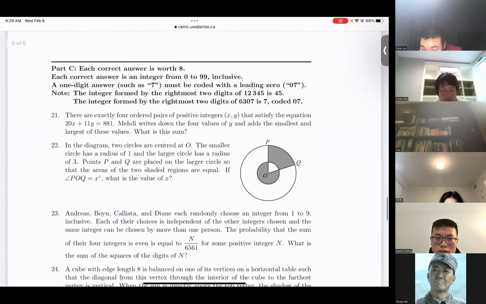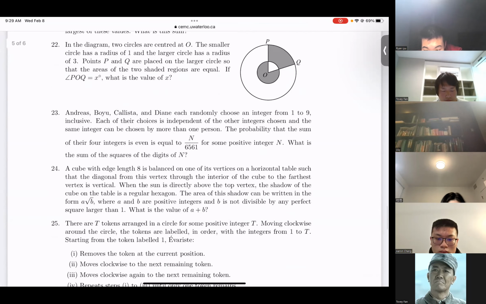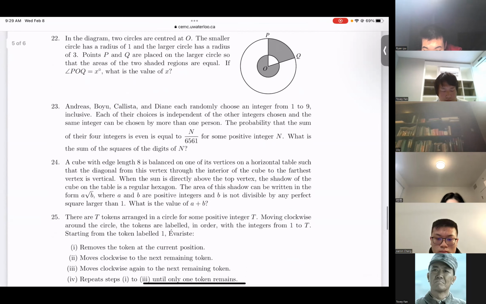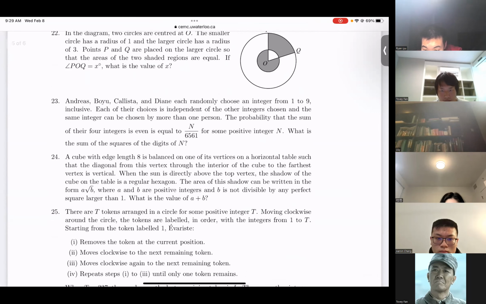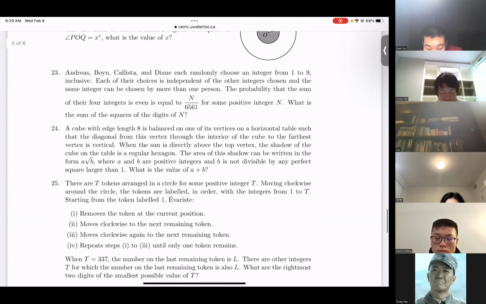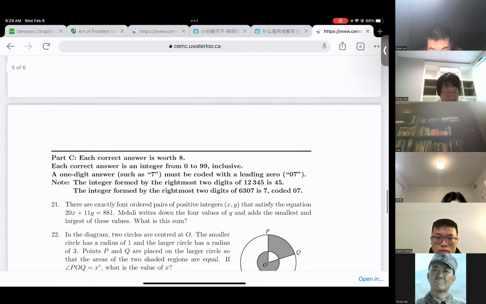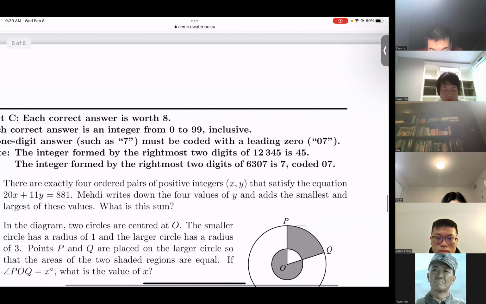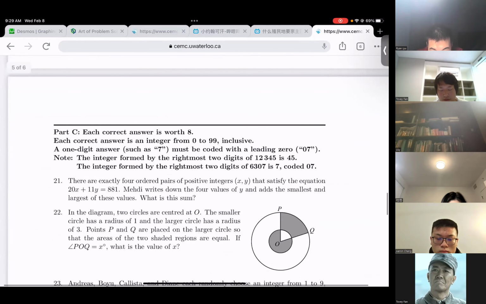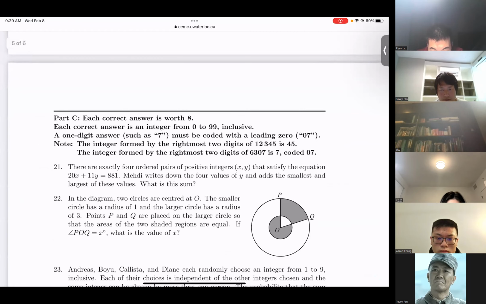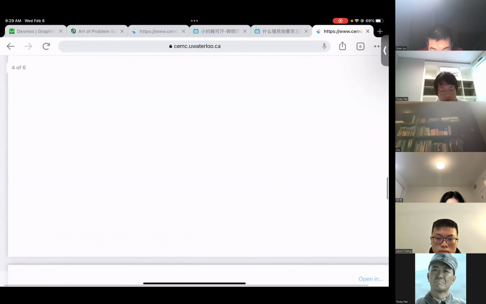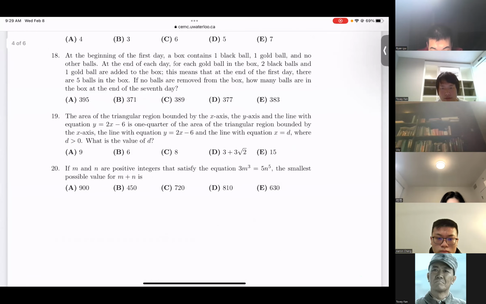So if you are aiming for a high score, pay attention to the last 4 questions. I believe only the last 4 questions can be hard. For part C, you don't have multiple choice. You have to write down an answer. So there's no multiple choice here. But for parts A and B, you have A, B, C, D to choose from.